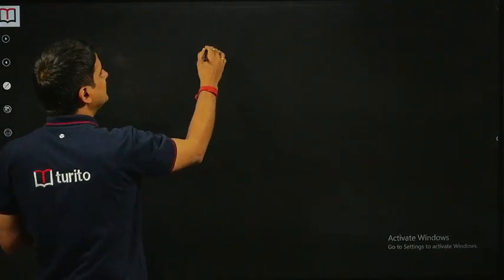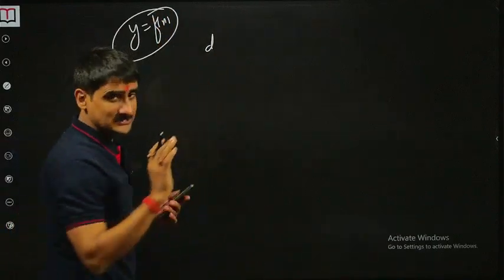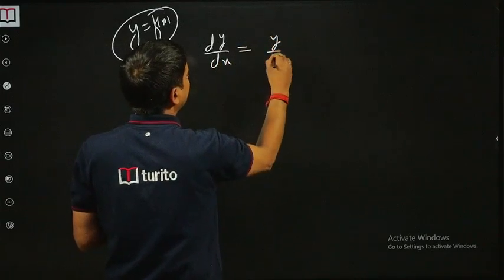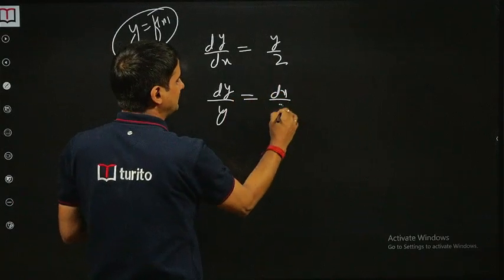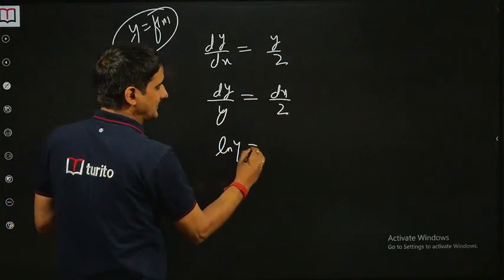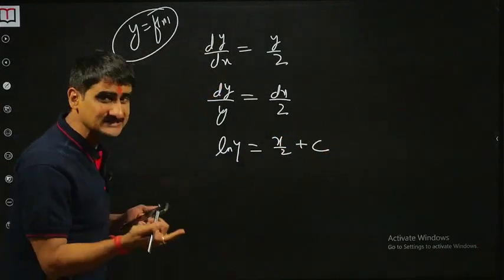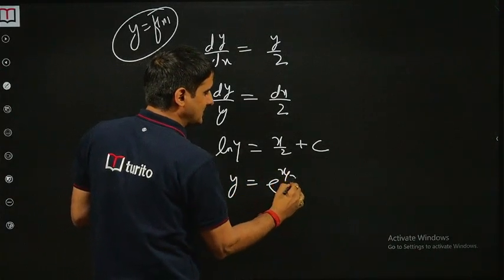So what will you do? Let y be equal to f x, so dy by dx is equal to y by 2. So dy by y is equal to dx by 2. So ln y is equal to x by 2 plus c. And then when x is 0, y is 1, so c is 0. So y is nothing but e raised to the power x by 2.